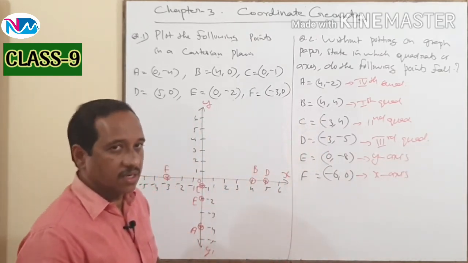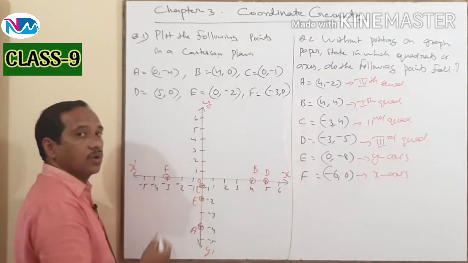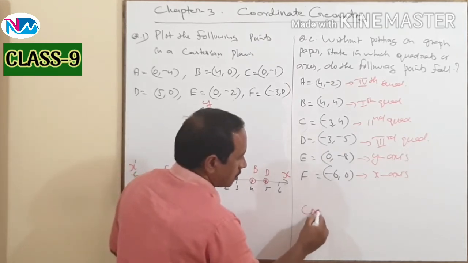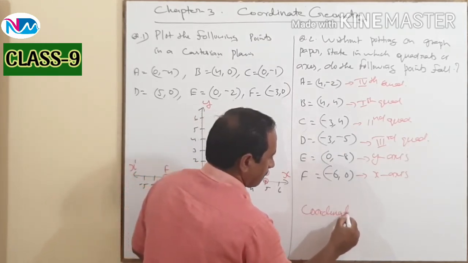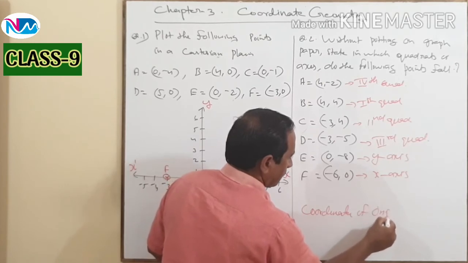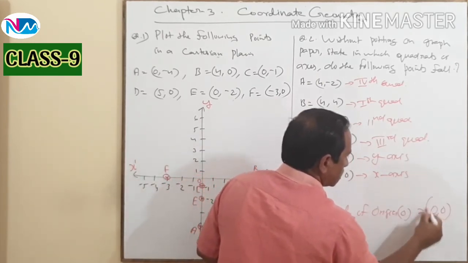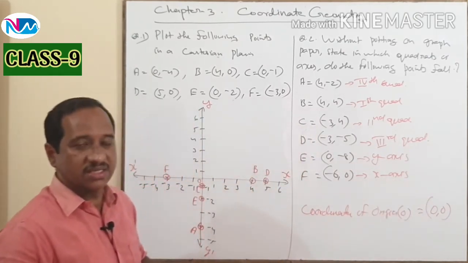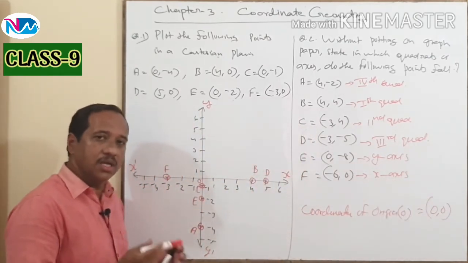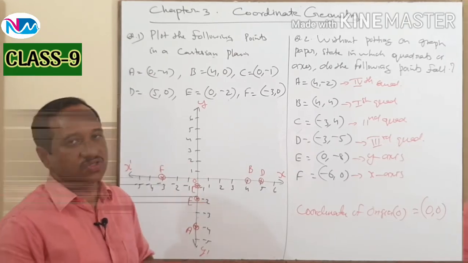x-axis. Then what are the coordinates of origin? Coordinates of origin O is equal to (0, 0). That is, the x-coordinate and y-coordinate both are 0.